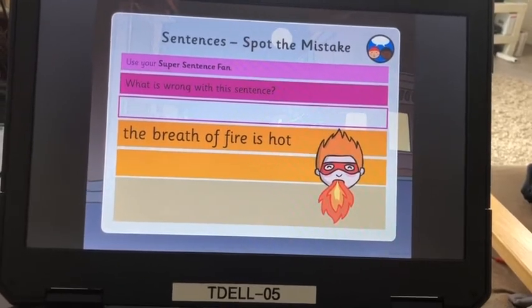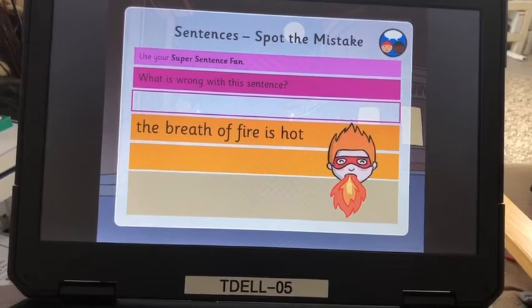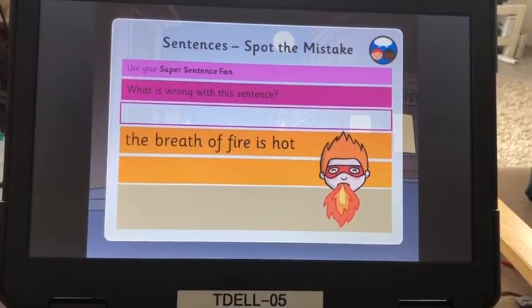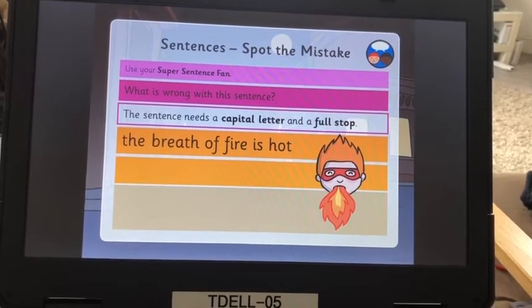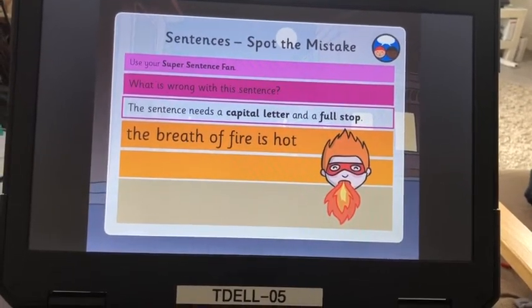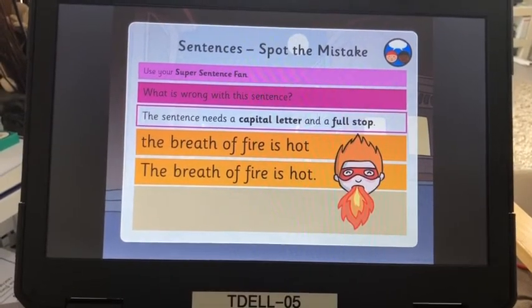What is wrong with this sentence? The breath of fire is hot. What is missing there? There are two things missing there. The sentence needs a capital letter and a full stop. So it will look like that. The breath of fire is hot.